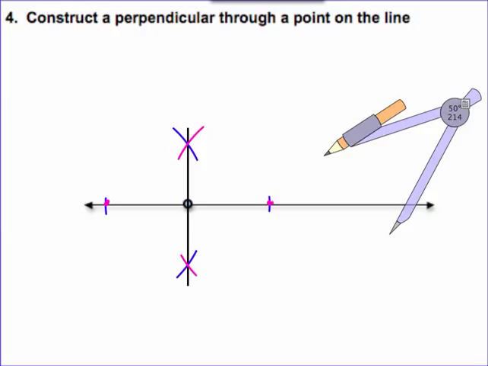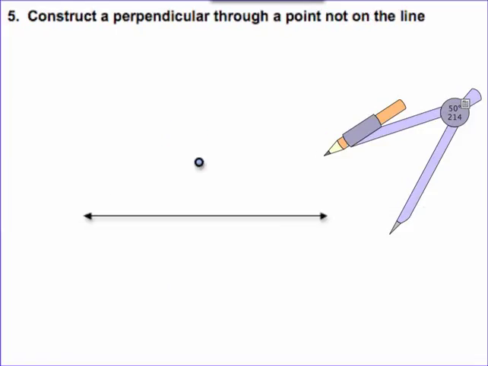So you have to make your own segment. Yeah, you're making your own segment. Can you just put your dots wherever you want? As long as you keep them the same. Yep. So now let's go and look at this next one. It says construct a perpendicular through a point not on the line.